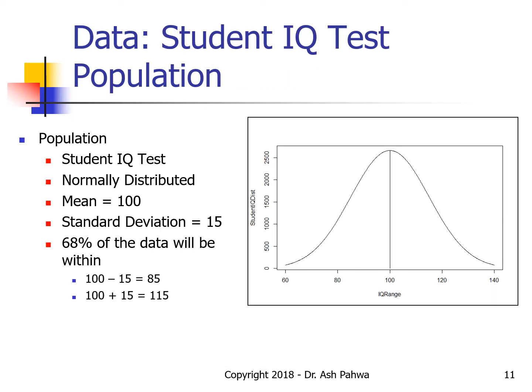Now let us take another real world data example, which is the student IQ test. The student IQ test has a mean of 100 and a standard deviation of 15. That means that if we subtract 15 from 100, that gives us 85. And if we add 15 to 100, we get 115. So between 85 and 115, there will be 68% of the students. As we can see, 68% means that more than half of the students are going to fall within this range.